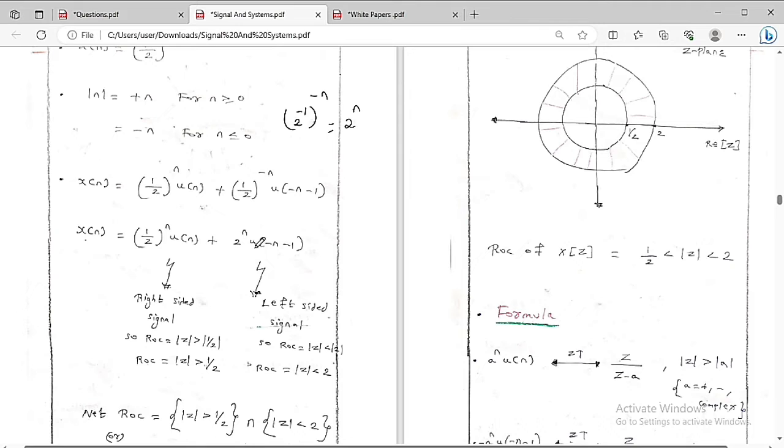Similarly, 2 to the power of n into u(-n-1) is a left-sided signal, because the signal is equal to 0 for n greater than 0.